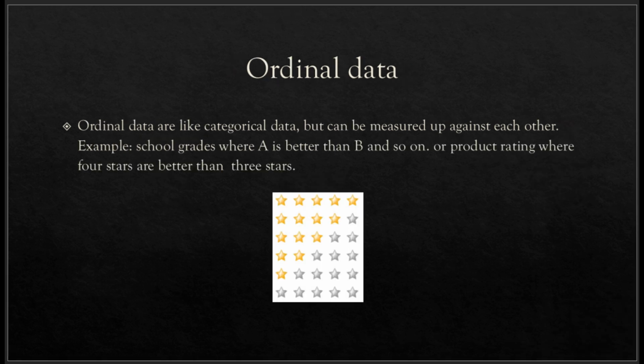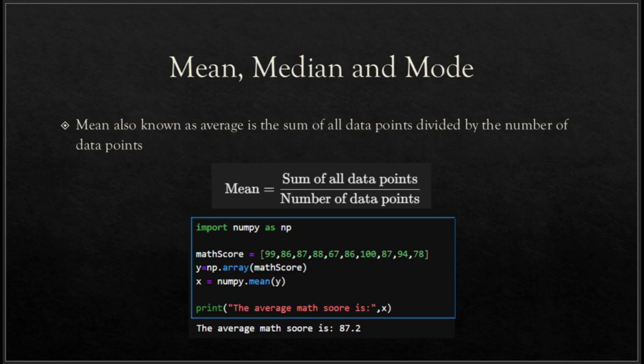Ordinal data are like categorical data but can be measured up against each other. For example, school grades where A is better than B and so on, or a product rating where 4 stars are better than 3 stars. By knowing the data type of your data source, you will be able to know what technique to use when analyzing them. Now let's review some statistics: mean, median, and mode.